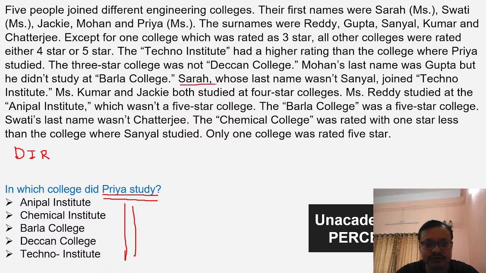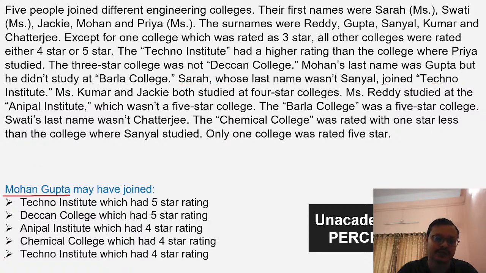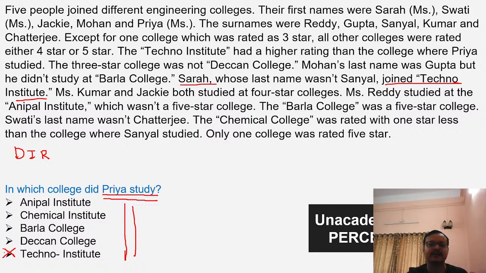So talking of direct clues, it's mentioned Sarah joined Techno. So the moment you get Sarah joined Techno, that automatically means the Priya answer will not be Techno, so eliminate option E for the question on Priya, because it is Sara who joined Techno and not Priya. Similarly, in the Mohan Gupta question also, eliminate Techno because Techno is mapped to Sara and not Mohan Gupta. Neither is it mapped to Priya. The first thing you do is eliminate Techno.